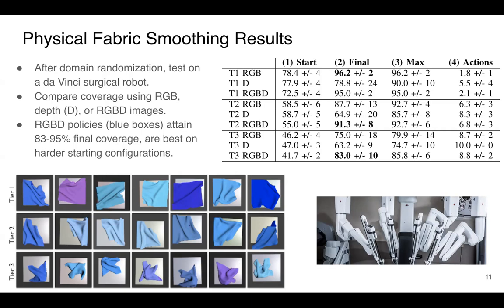For physical experiments, we compare coverage performance using 3 different difficulty tiers of starting configuration, followed by 3 input modalities. So we have color, depth, and the combination of the 2. And what I want to highlight with the results here is that the RGBD policy with the depth will attain the highest final coverage on the harder starting configurations, because of the increased, more pronounced wrinkles in those states.